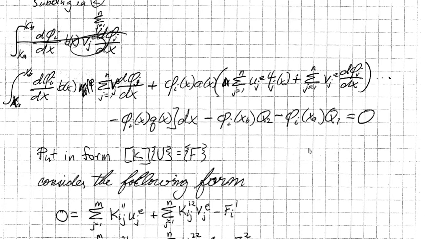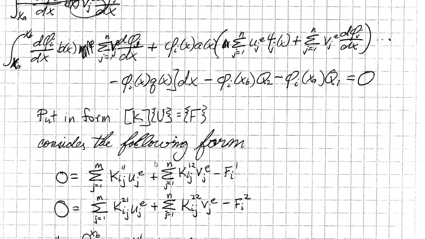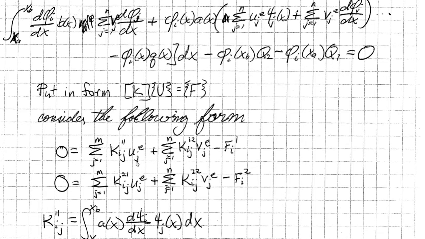So now, remember, we want to get this into a matrix form, right? So let's consider this general form here. I have a summation j to m. I have K sub ij 11 times u sub j, and then K sub ij 12 times v sub j, minus a force, and a similar notation for the second equation. So this is going to represent our first weak form equation. Here's our second weak form equation.